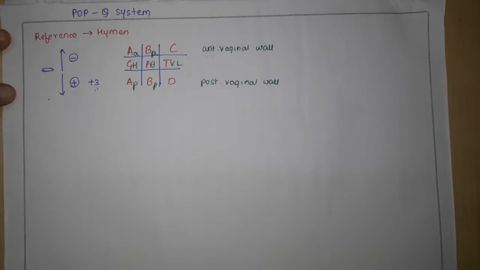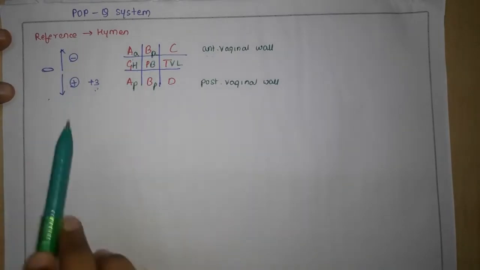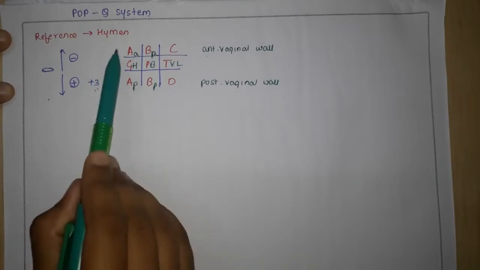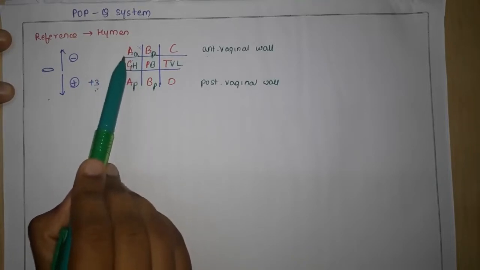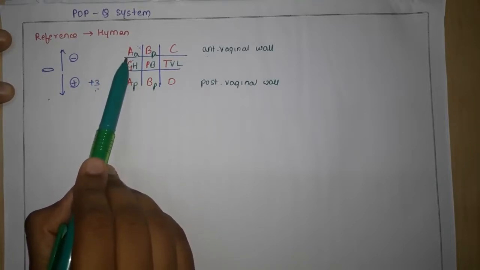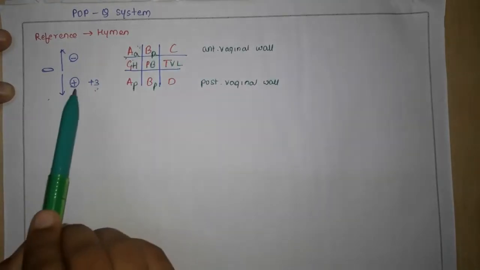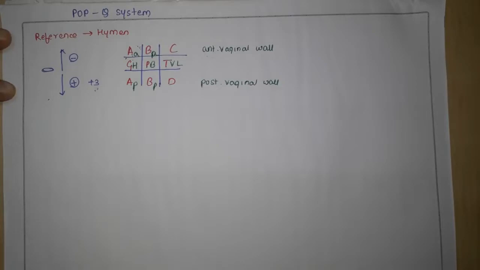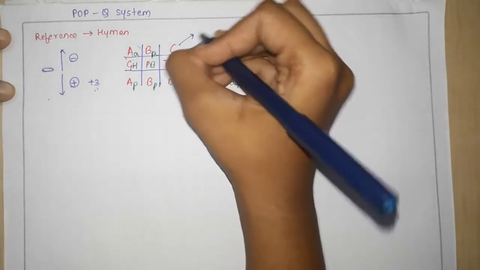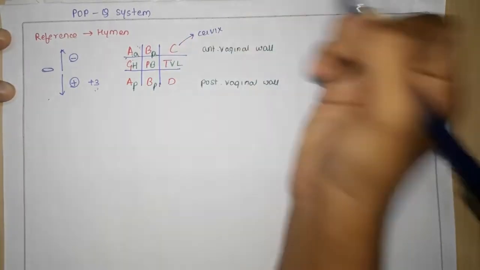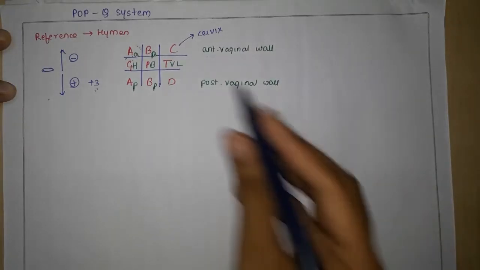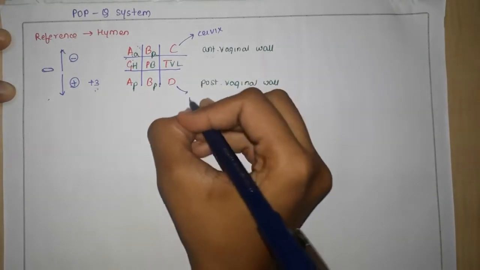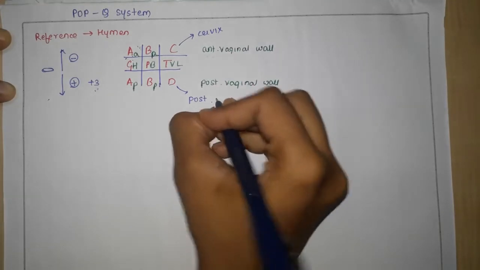So these specific points are specific to that box. If you write any number in this first box, it always means the point AA with respect to anterior vaginal wall. It cannot be total vaginal length or anything. So the C is the relation of the cervix to the hymen, the most leading point on the cervix, and D is the relation of the posterior fornix.